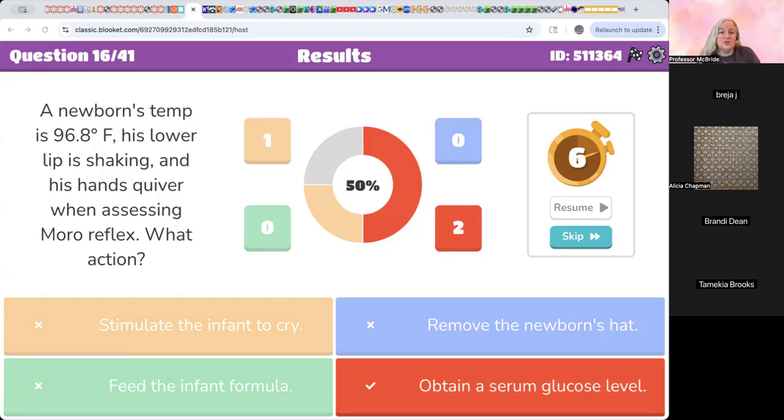That can be a clue that the sugar's low, because you can definitely see temperature instability with hypoglycemia. Also, hypoglycemia can happen because the temperature is low. If we think about cold stress and non-shivering thermogenesis, the baby starts burning their own brown fat to get warm. So if the baby gets cold and starts burning their own brown fat, it goes down this cascade that can also cause hypoglycemia. So if your baby's cold, it's a good idea to check the blood sugar anyway.